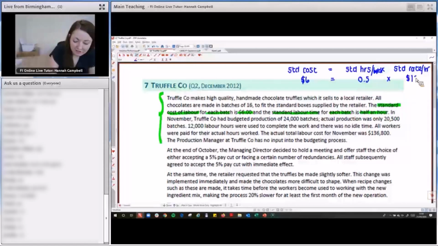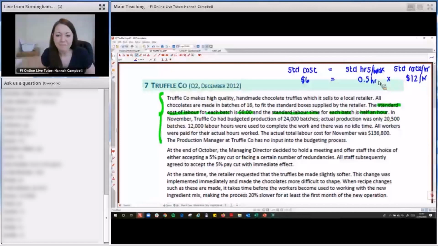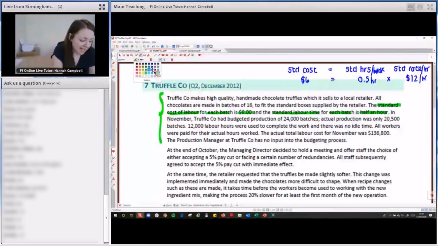$12 per hour. Okay, and this is half an hour. Okay, so we've got all the standard information that we need. So it then says, in November, Truffle Company had budgeted production of 24,000 batches. Well, we're not interested in budgeted batches because we always want a flex budget, which is always actual units or batches. So we're not interested in that information, but we are interested in the next bit of information.